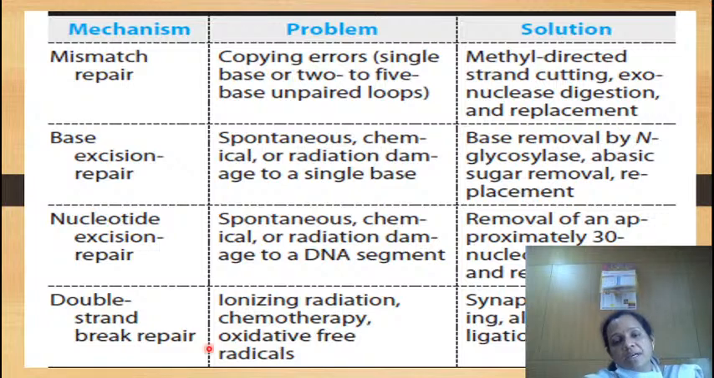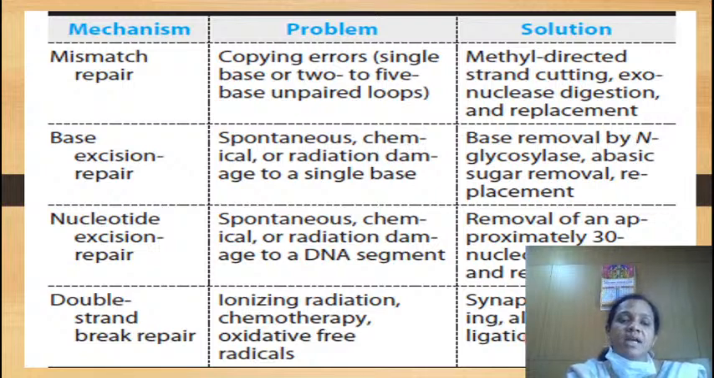Next, double strand repairs. These are physiological in case of immunoglobulin synthesis, or these can be because of ionizing radiation, chemotherapy and free radicals. And how is it rectified? By means of synapsis, unwinding, alignment and ligation. So both ends are fused, some part is unwound, it is aligned and then it is ligated. This is how the double strand break is rectified.